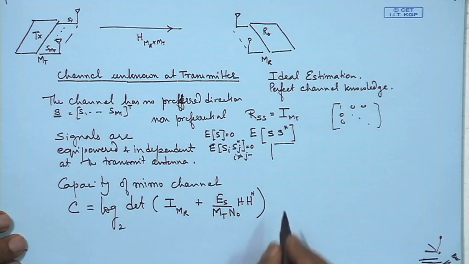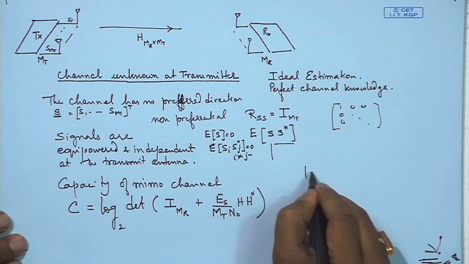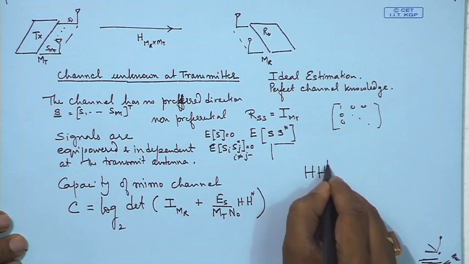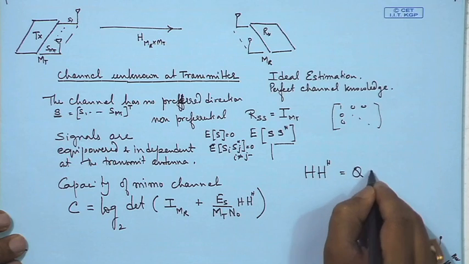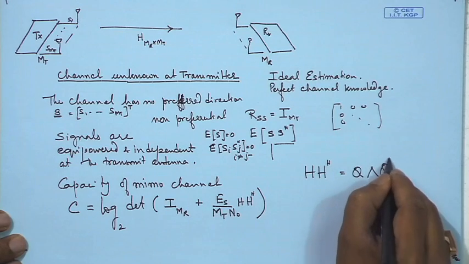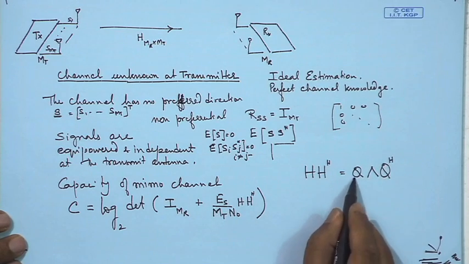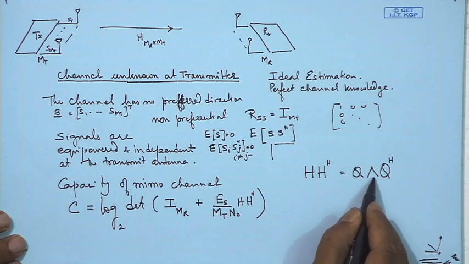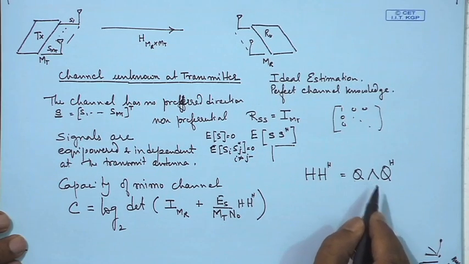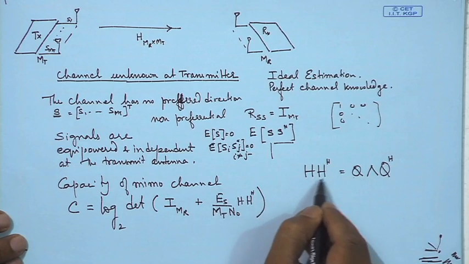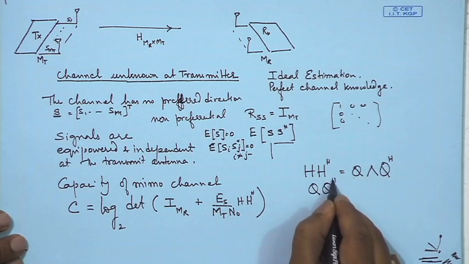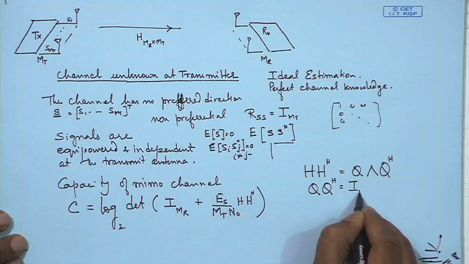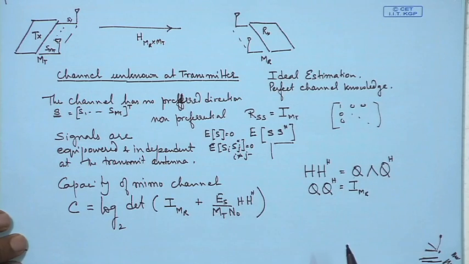Now we say that H H Hermitian is a Hermitian matrix, a square matrix, and it can be factorized into Q lambda Q Hermitian, where Q are orthonormal matrices and lambda is the diagonal matrix made of the eigenvalues of H H Hermitian. We also have the property that Q Hermitian Q is equal to I MR.